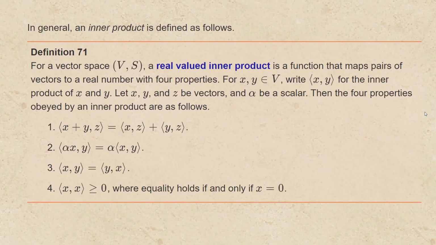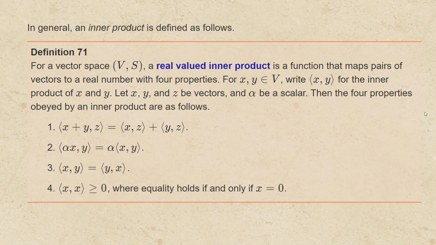In general, an inner product is defined as follows. For a given vector space V and S, a real valued inner product is a function that maps pairs of vectors to a real number with 4 properties. We use angle brackets around x and y for the inner product of x and y.